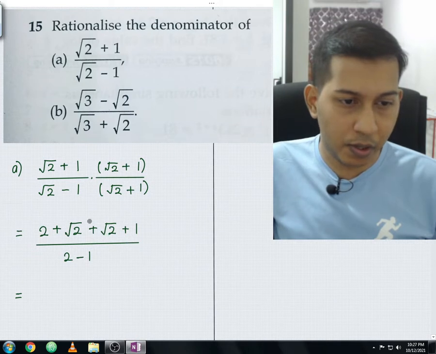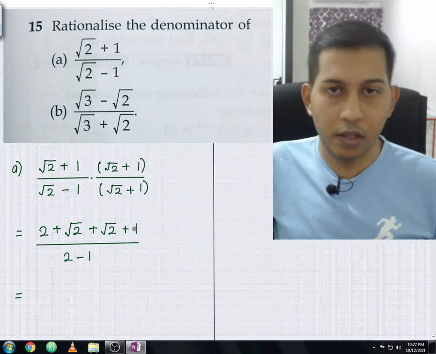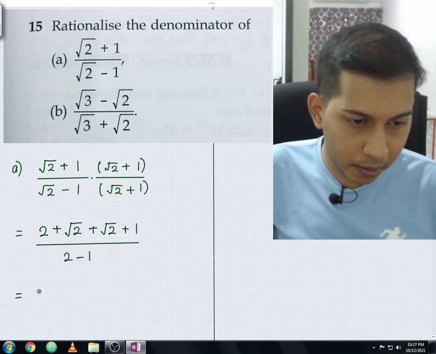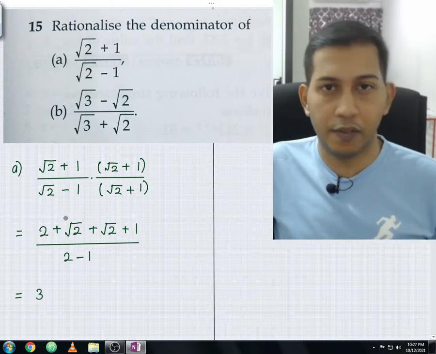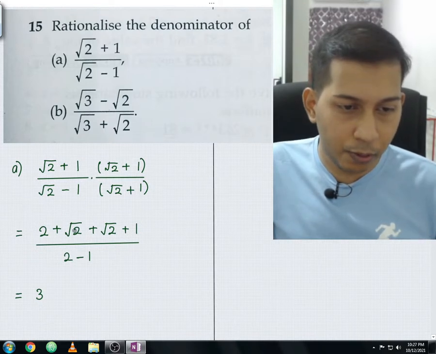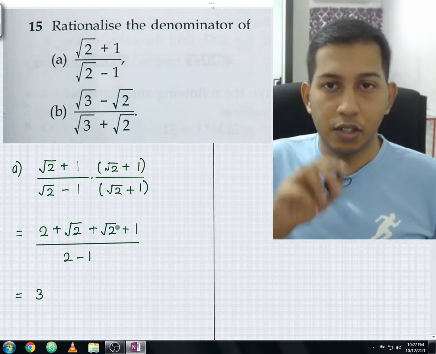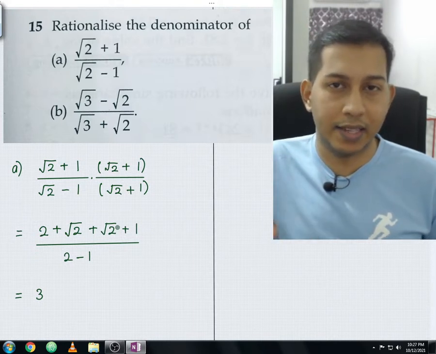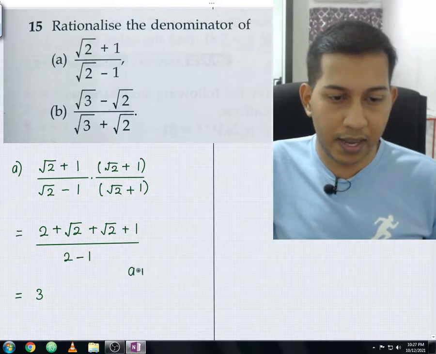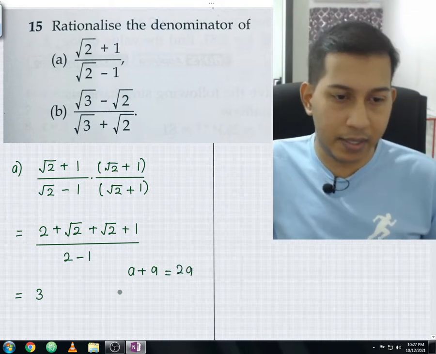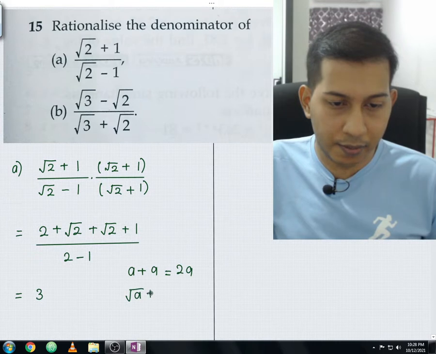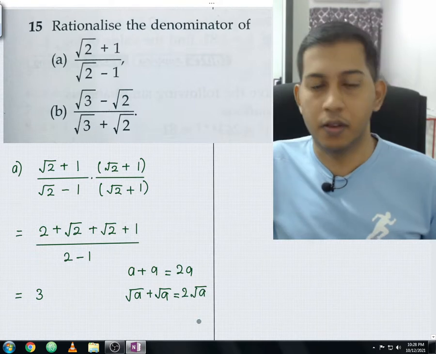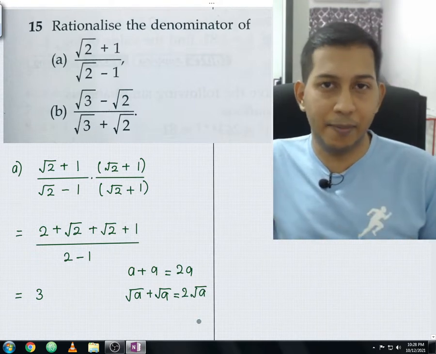So you solve the numerals first. 2 plus 1, from here you should get 3. Now you need to be careful on the addition of the surd. √2 plus √2, you should get 2√2. This concept is similar to algebra. For instance, a plus a, you should get 2a. The similar concept applies here. √a plus √a is equal to 2√a. I hope you understand the concept.